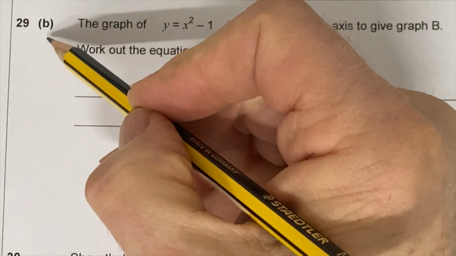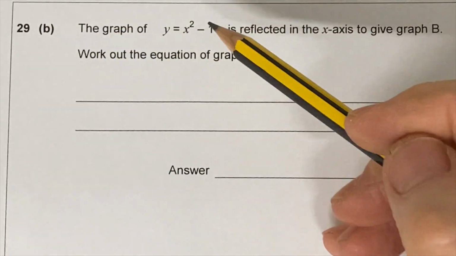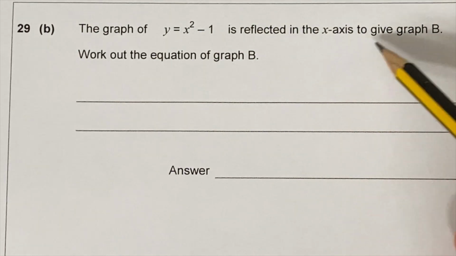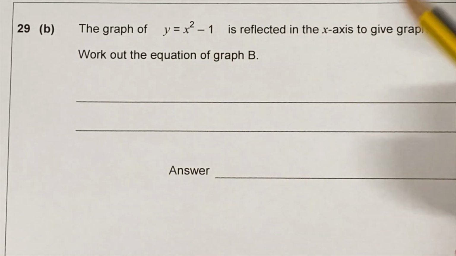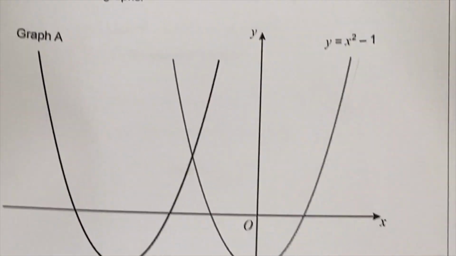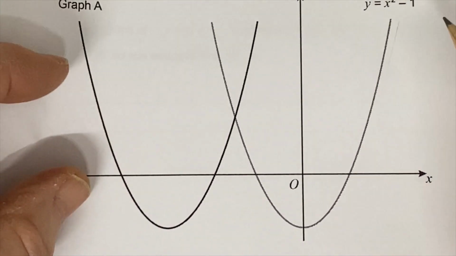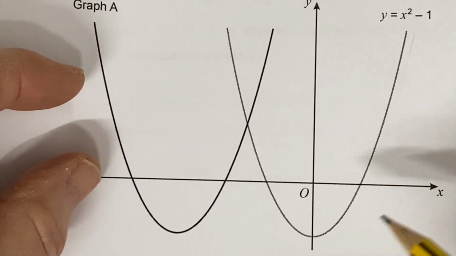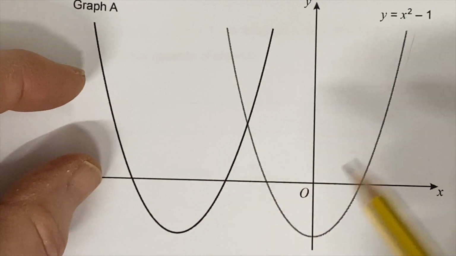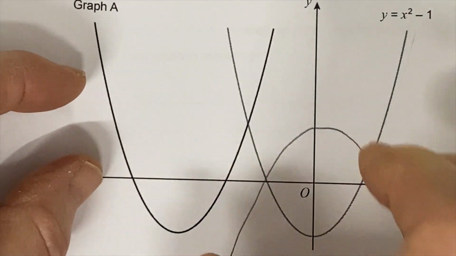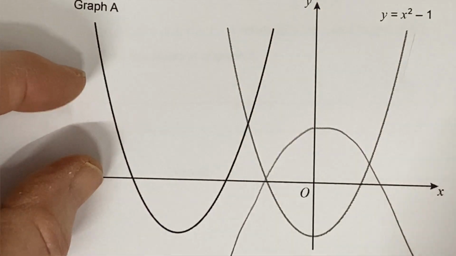Question 29, part B. The graph of y equals x squared minus 1 is reflected in the x-axis to give graph B. Work out the equation of graph B. Let's look at the graph again for a moment. There it is, y equals x squared minus 1. That's the graph we were looking at just now. And it's reflected in the x-axis, which means it's going to be looking like that. That's just a sketch, of course, but it's just flipped over.